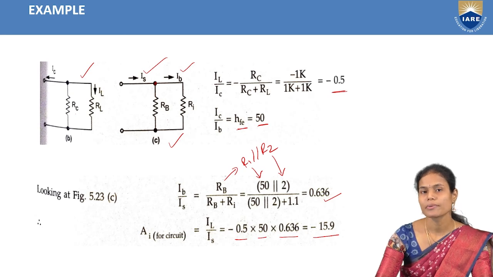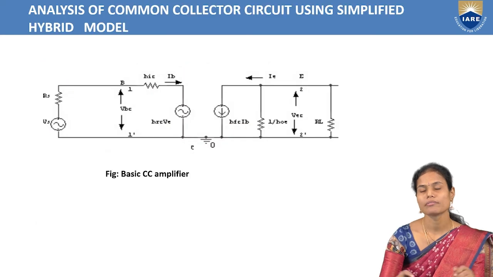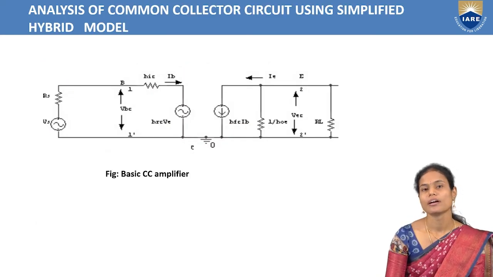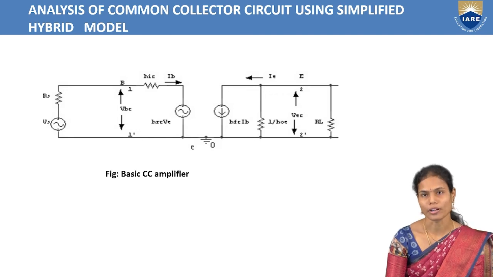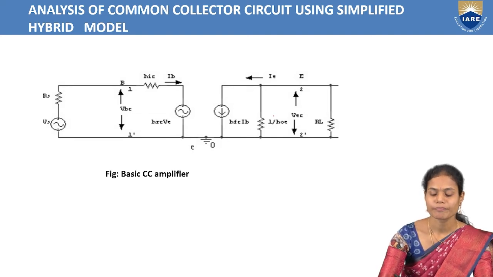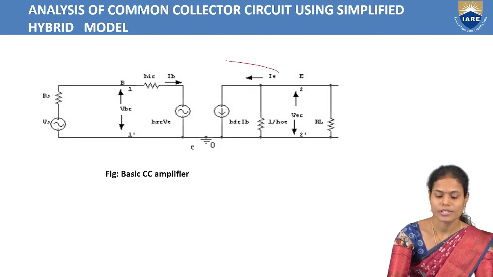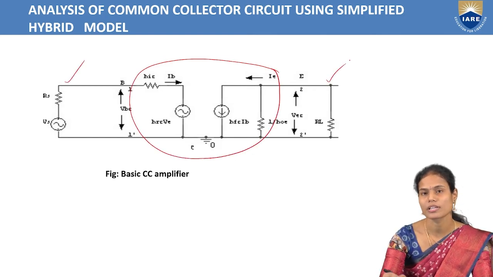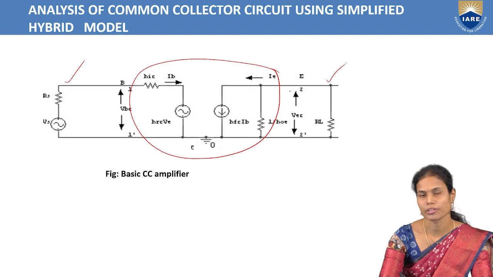So this is about the simplified model for the common emitter configuration. And similarly, we'll do the analysis of the common collector circuit using the approximate hybrid model. So for that, again, I'm considering the basic common collector amplifier circuit. And in that, this one is the hybrid equivalent circuit. And these are the input parameters as well as output parameters.